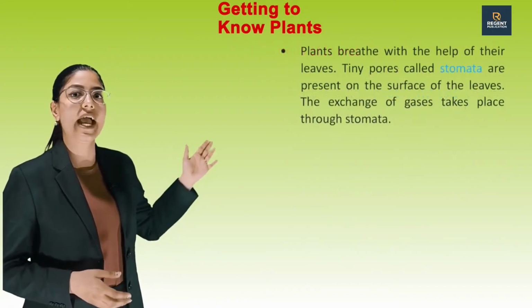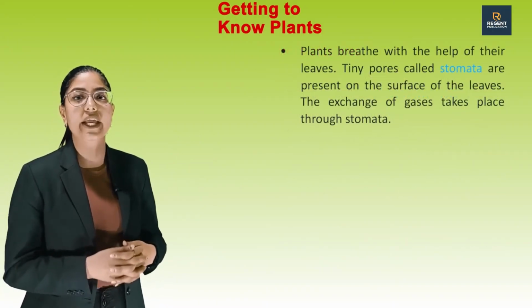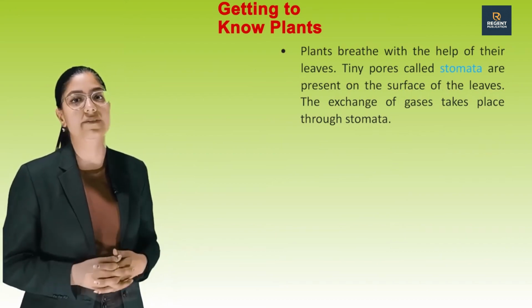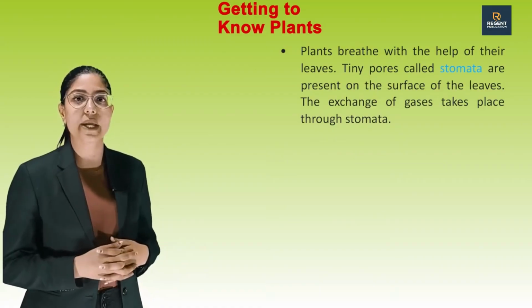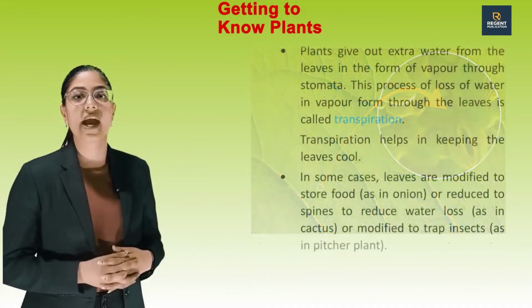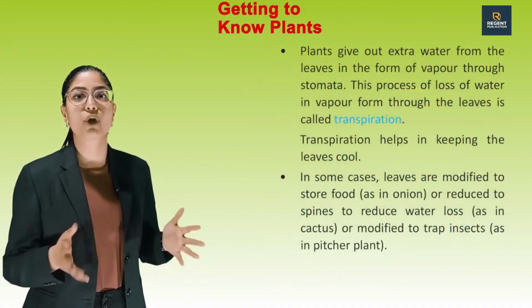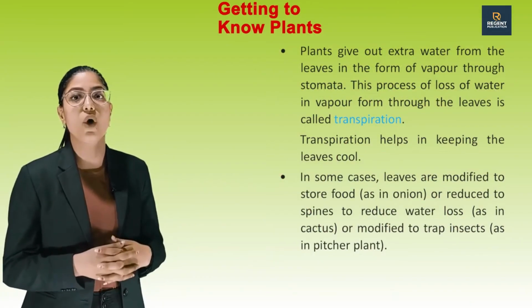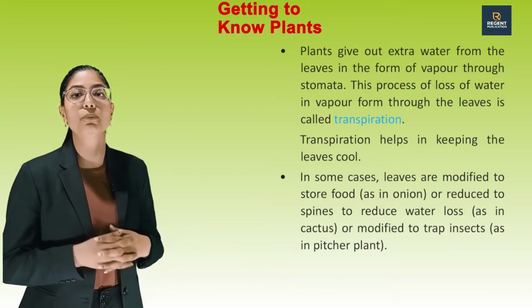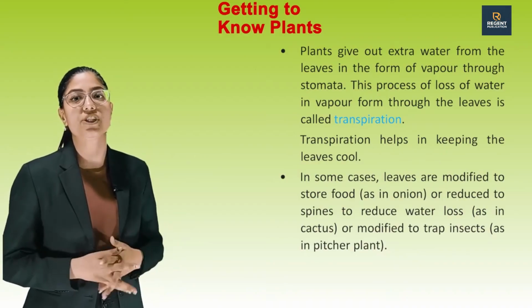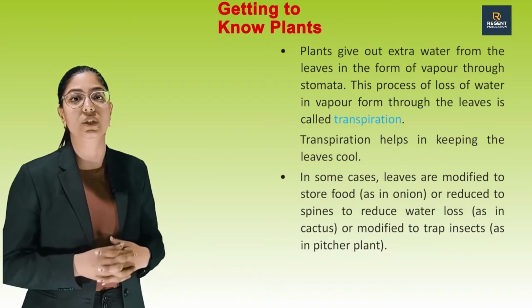Plants breathe with the help of their leaves. Tiny pores called stomata are present on the surface of the leaves. The exchange of gases takes place through stomata. This is the picture of a stomata. Plants give out extra water from the leaves in the form of vapor through stomata. This process of loss of water in vapor form through the leaves is called transpiration. Transpiration helps in keeping the leaves cool.